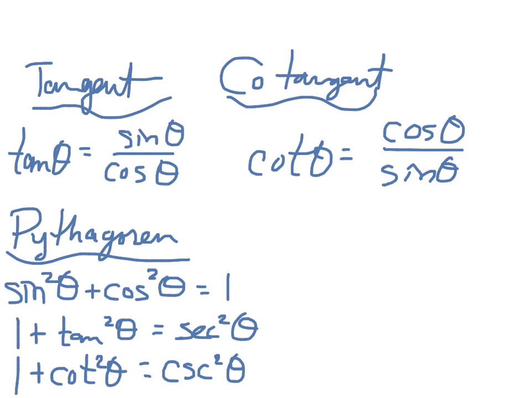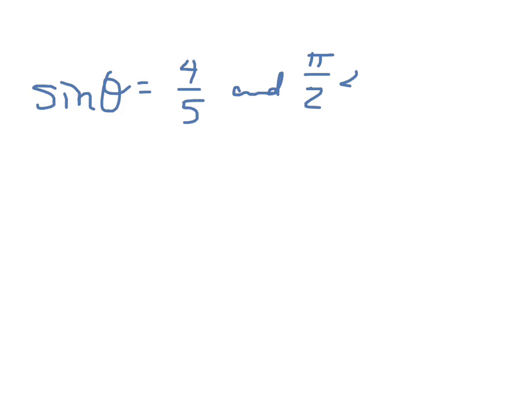So here's how it's going to work. The questions that you're going to see today are going to look like this. It's going to say the sine of theta equals 4/5 and pi over 2 is less than theta, which is less than pi. Find the values of the other 5 trig functions. That's the whole directions for today. This is how it is.